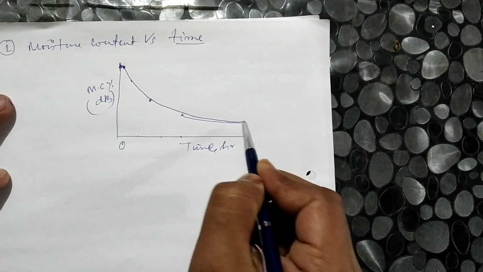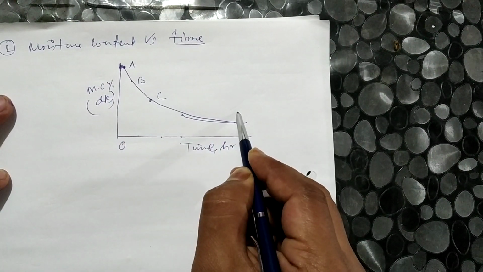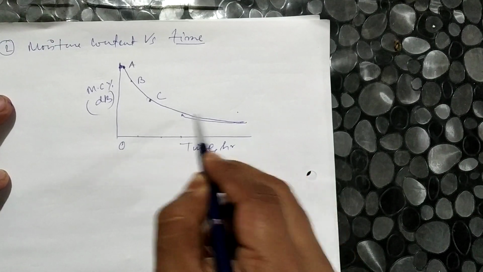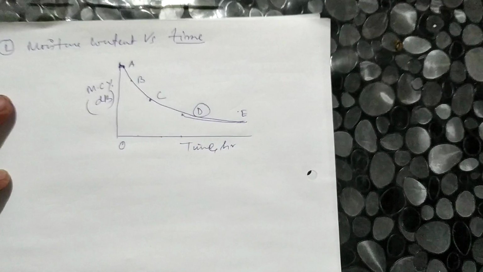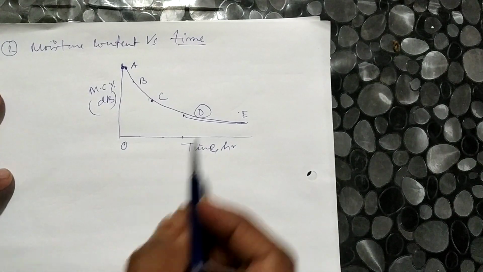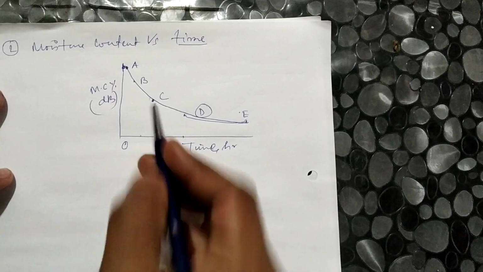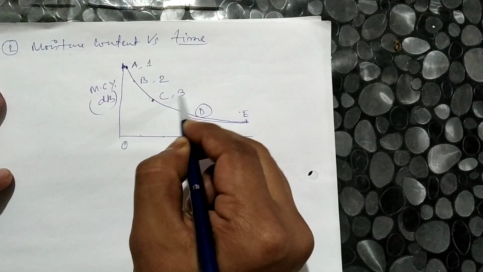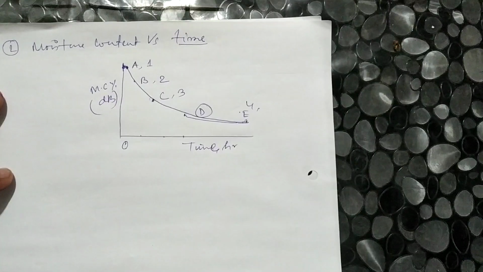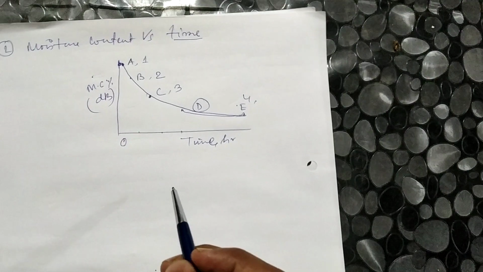So if you represent this, the first is your A like earlier. Then B, C, and you can say D, then E. So it is not always represented here. So CD is your falling behavior. Okay, also you can represent 1, 2, 3, 4, the three stages. So this is the relation between moisture content versus time.